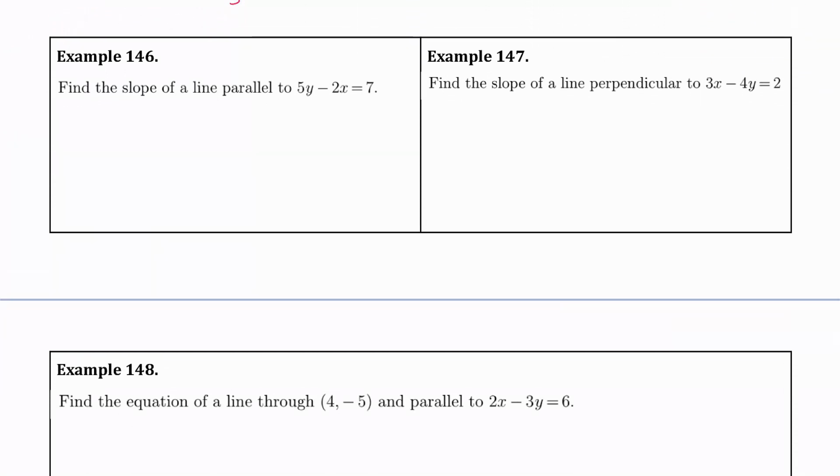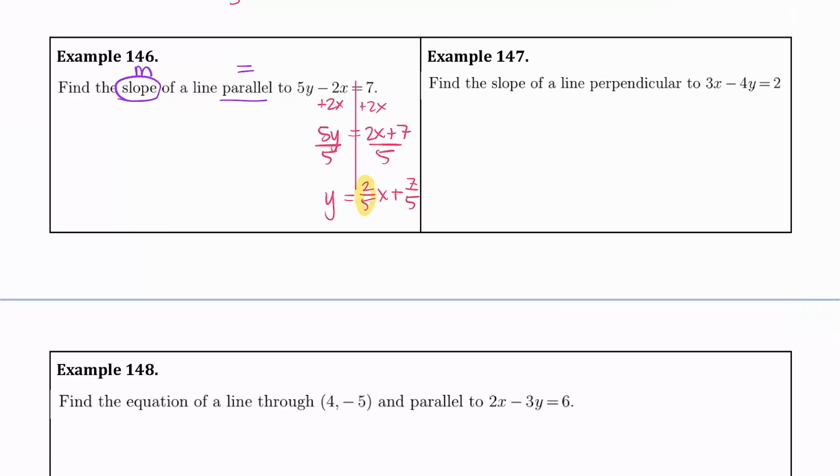So example 146 says find the slope or the m of a line that's parallel to this line right here. Well, we know parallel means that our slopes are equal, that our slopes are the same. So to find the slope of the line we're looking for, we've got to know the slope of this one. I'm going to do that by solving for y equals mx plus b. We can move our x's over, and we get 5y equals 2x plus 7. If we divide both sides by 5 to isolate the y, we get y equals 2/5 x plus 7/5.